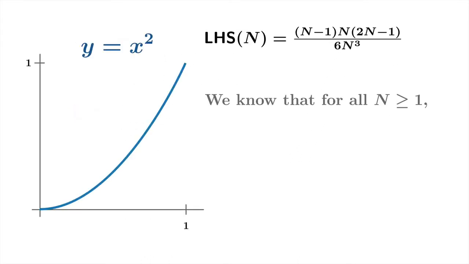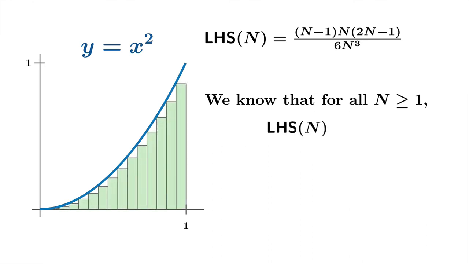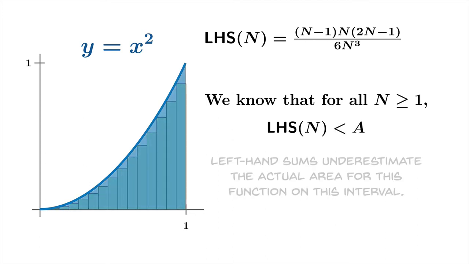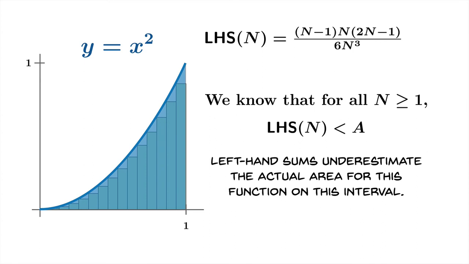So here we are. We know that for all n greater than or equal to 1, the left-hand sums in this case are all going to be actually smaller than the area we care about. So once again, the left-hand sums underestimate the actual area for this function on this interval. It's not a general property that left-hand sums always underestimate areas that you're looking for. It's just in this case, it is true.